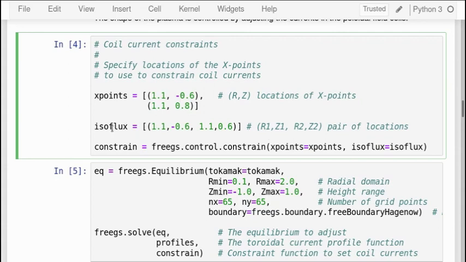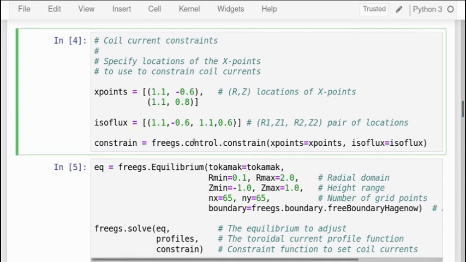And these are isoflux locations, so they're pairs of R, Z, so this is the first, like R1, Z1. So this is R is 1.1, Z is minus 0.6, and we're constraining that to be the same psi as R is 1.1, Z is plus 0.6. So it will try and constrain these two to be equal. And that's done using a control system. So here we specify we want to constrain these X points and these isoflux constraints. And that gets put into a constraint object.